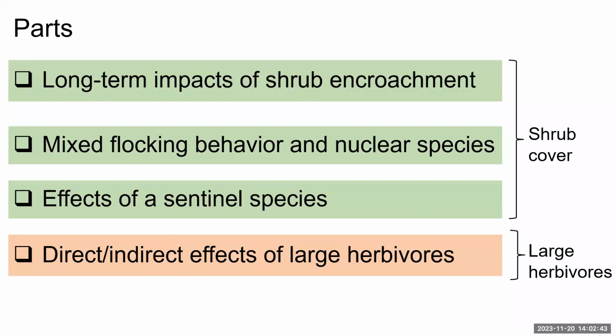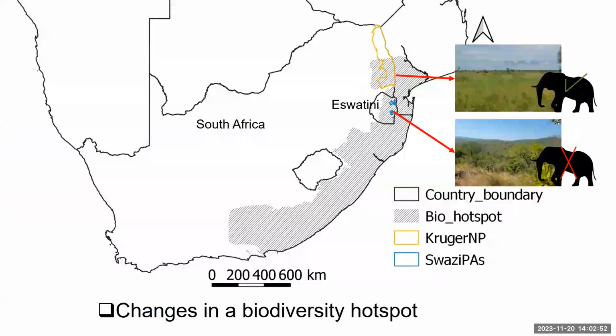And lastly, in the context of large herbivores, I was interested in direct and indirect effects of large herbivores. I did this in Kruger National Park in South Africa, and 4 parks in Eswatini. My study sites are located in a globally recognized biodiversity hotspot that is experiencing intensive land use.